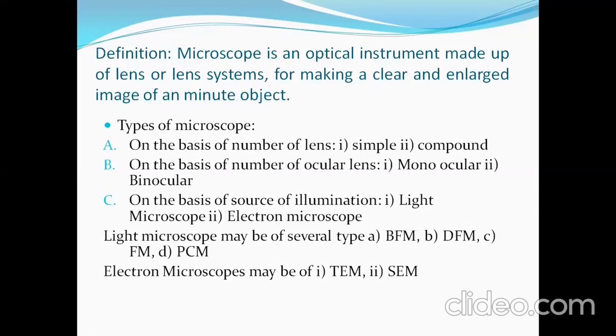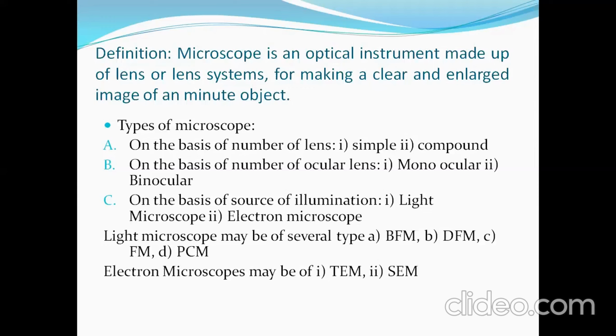Here the electrons are transmitted, and the transmitted electrons form the image in case of TEM. And in scanning, only the superficial structures can be seen with this type of microscope. So these are the different types of microscopes, which we will discuss in our later studies.